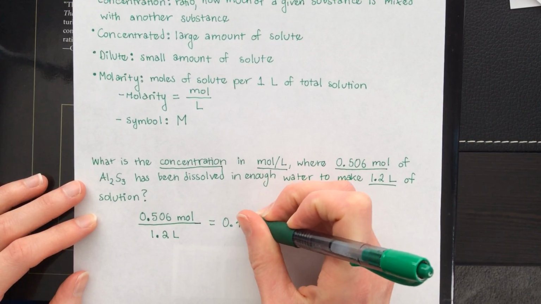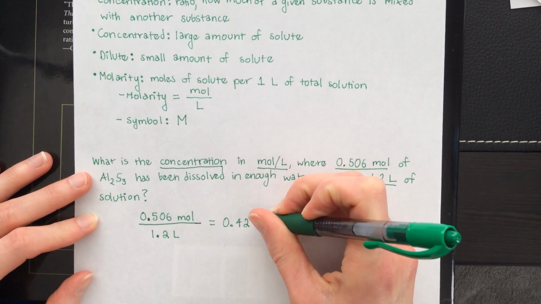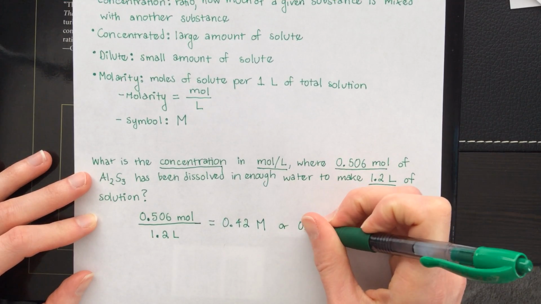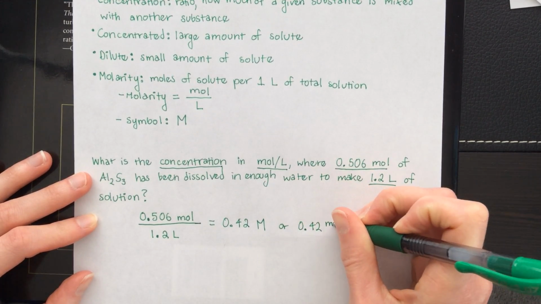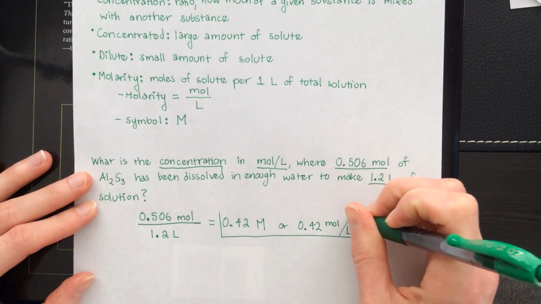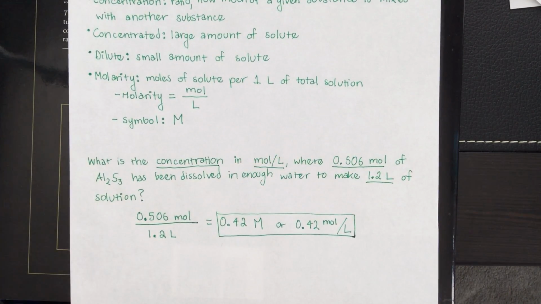So 0.42. Since this is molarity, I can write it as capital M, or I could also write 0.42 moles per liter. Okay, same units, just different ways of writing them. The bigger your molarity, the more concentrated your solution. Okay, so hopefully that makes a little bit of sense. It's a little bit of math, but it really is just dividing. That's all you have to do to find molarity, is divide moles by liters.